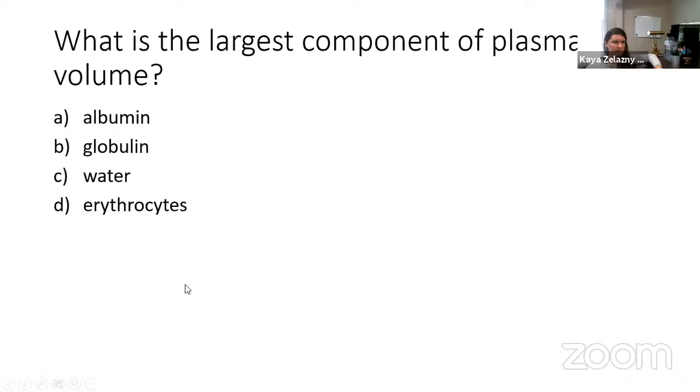Okay. So I think some of you got tripped up here by albumin. That's our protein that there's the most of, but plasma is mostly water. So plasma is mostly water. We've been talking about how water filters in and out of the capillaries and why it does that. So water is still the most important thing in the plasma.